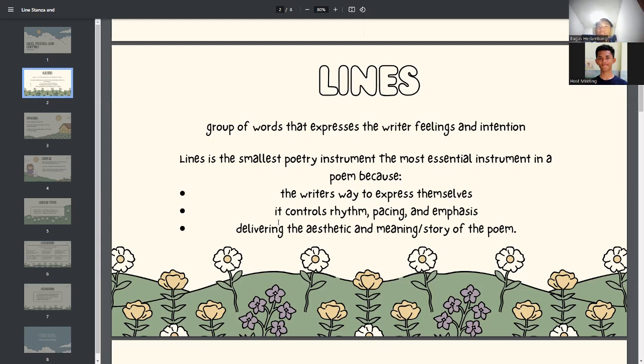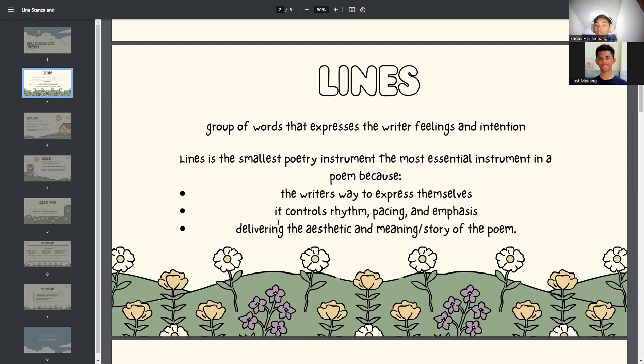Now it is the smallest instrument in poetry because it's the most fundamental. And that's why it is important, because of a few things. The first one is that, again, as I explained before, it is a giveaway for the writers to express themselves. And the second is that it basically controls the rhythm, the pacing, and also the emphasis of the story, or the poem, rather. Sorry. So what I mean by this, first, let me talk about controlling rhythm.